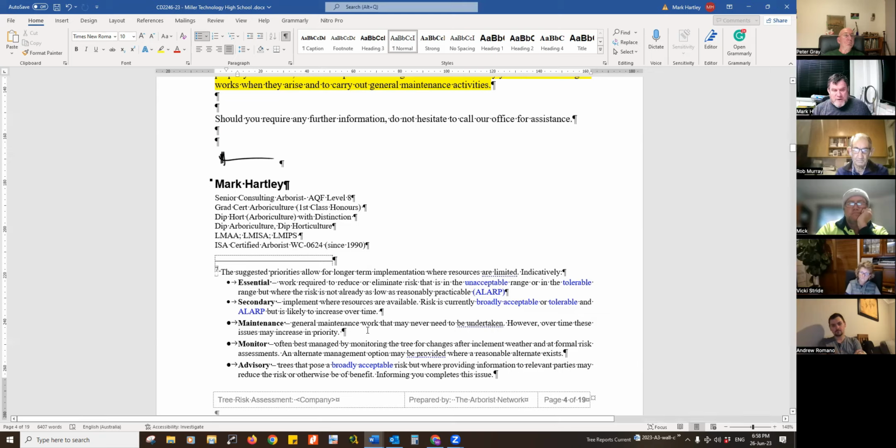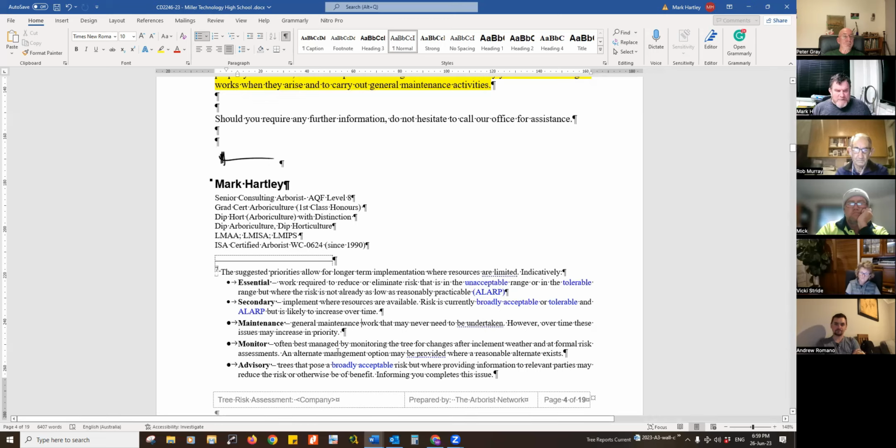Maintenance: general maintenance work that may never need to be undertaken. However, over time, these issues may increase in priority. Dead tree, currently not an issue. I went out to a school last week and there was a dead small leaf ironbark, Eucalyptus crebra, and I gave it a bit of a shove and I heard it crack and I thought, yep, I'm going to wait until the students are all inside and I'm going to push it over, which is what I did. Now, the risk from that tree had slowly increased and slowly increased and slowly increased.